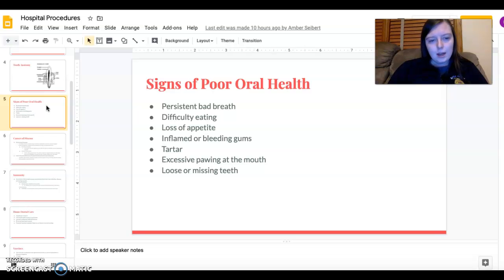Loss of appetite. Oh my goodness. That would be another sign. Inflamed or bleeding gums. That is always going to be a sign of poor oral health.